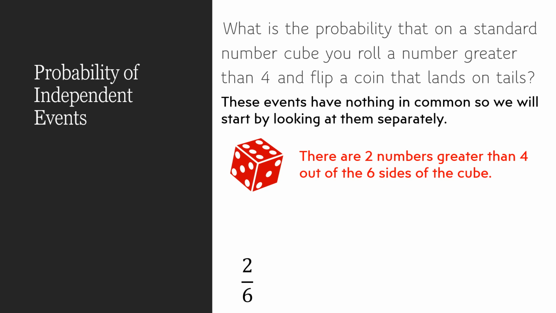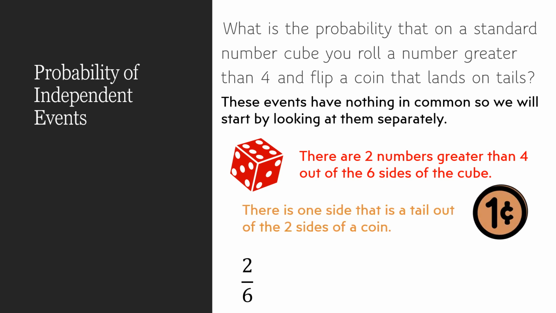I'm going to flip a coin. I don't care what number I roll the first time, it doesn't affect what I flip. Well, you know when you flip a coin, there's 2 sides on a coin. One of those sides is a tail, so the probability that I flip a tail is 1 out of 2.